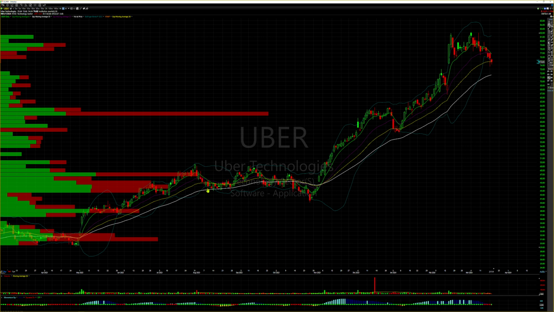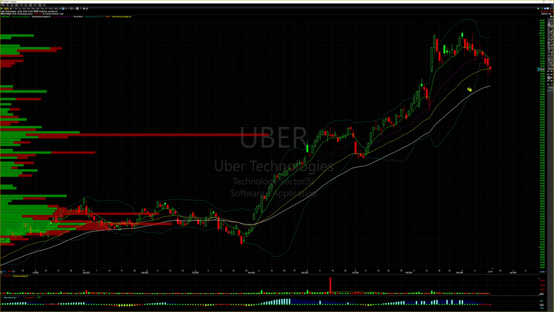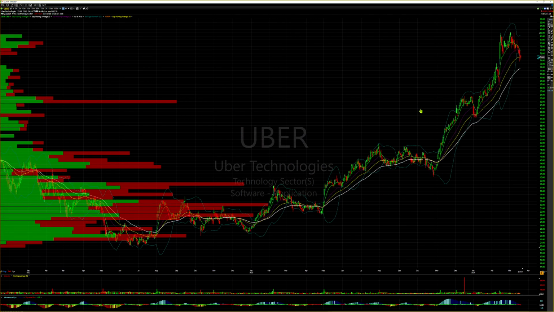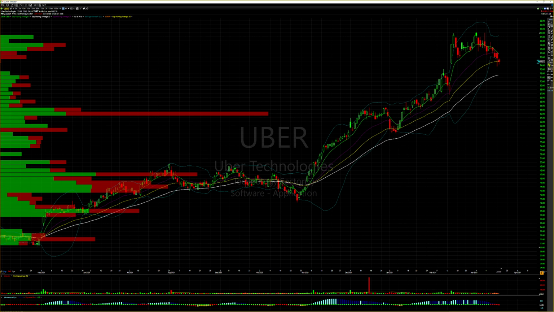I'm still holding pieces from back over in here into this break, and I like adding on dips, and we're starting to get a dip. So where would I want to add? Where's the chart broken? If it doesn't pull back to a certain level, where does it reclaim? These are all questions we have to ask ourselves to get long. So I'm going to start on the daily.